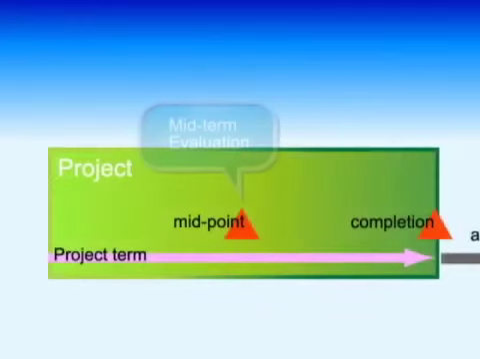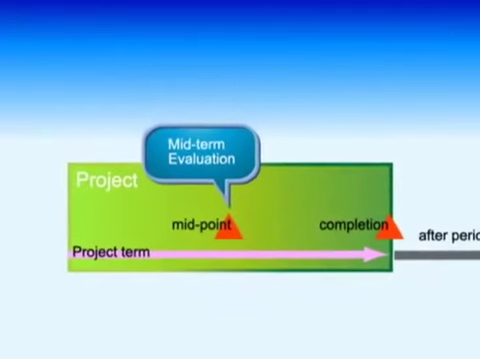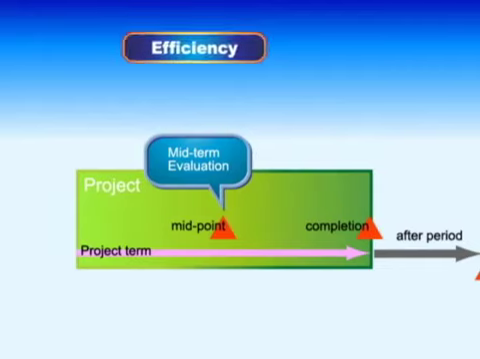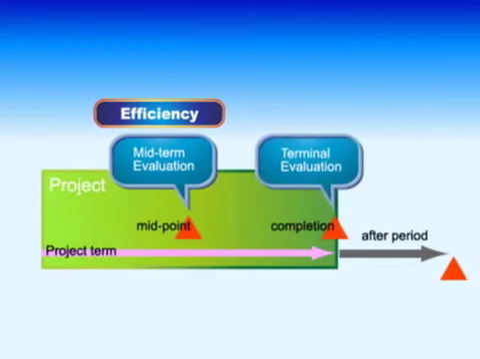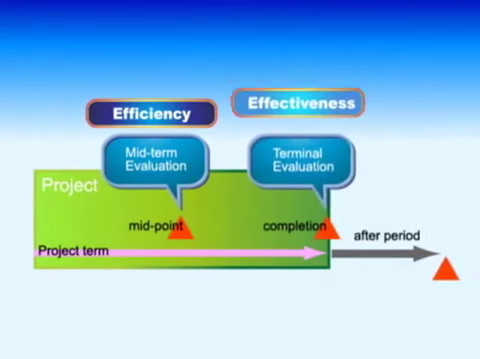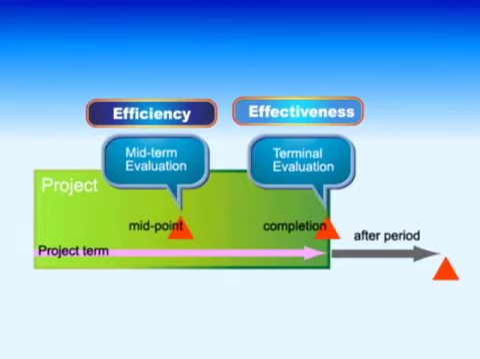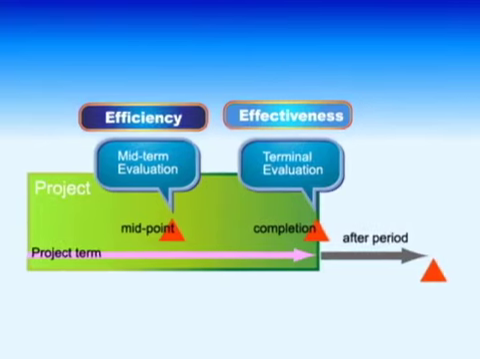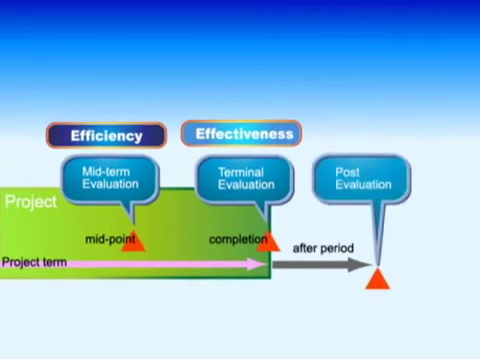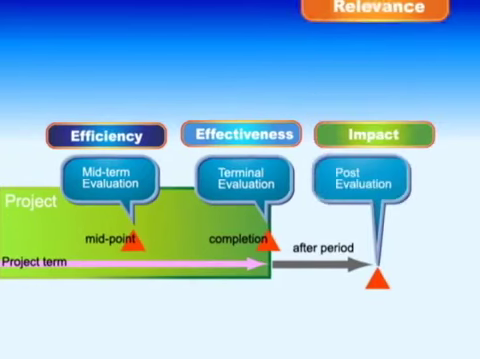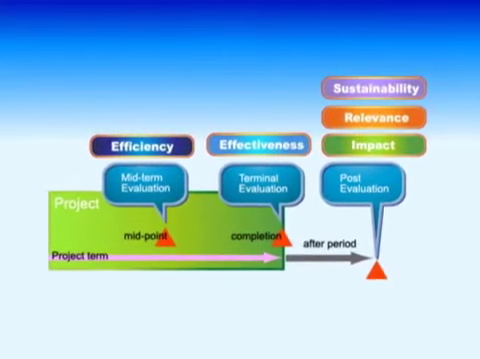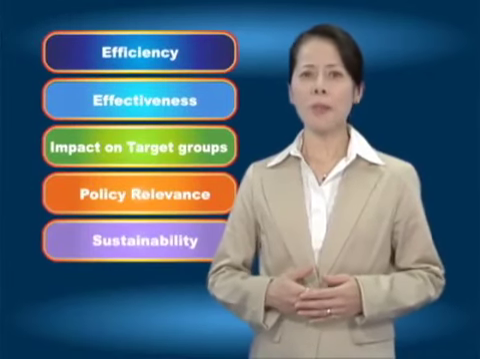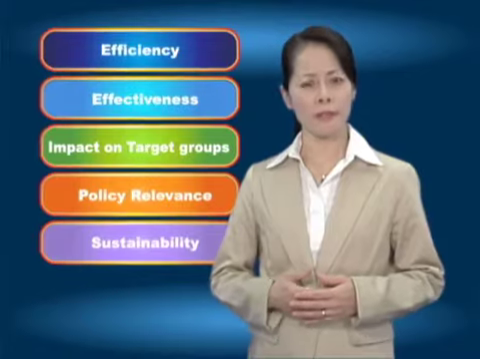In general, when a midterm evaluation is carried out halfway through the project, efficiency will be primarily analyzed. And at the end of the project evaluation, effectiveness, degree of achievement of project objectives will be additionally analyzed. After the completion of the project, impact on target groups, policy relevance, and sustainability are especially observed. Let me briefly explain each of these 5 criteria.